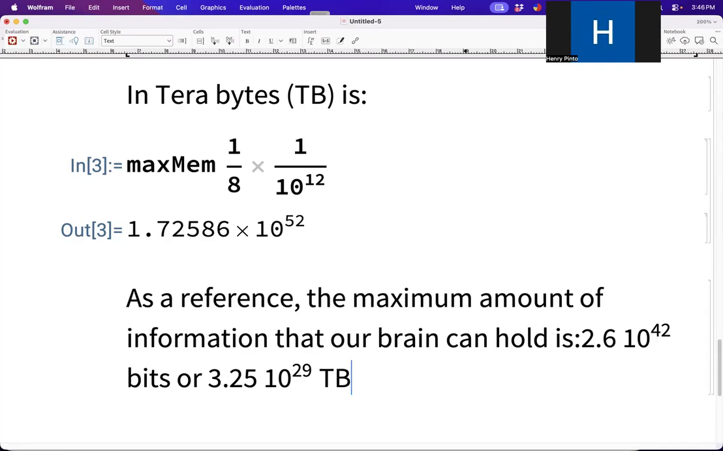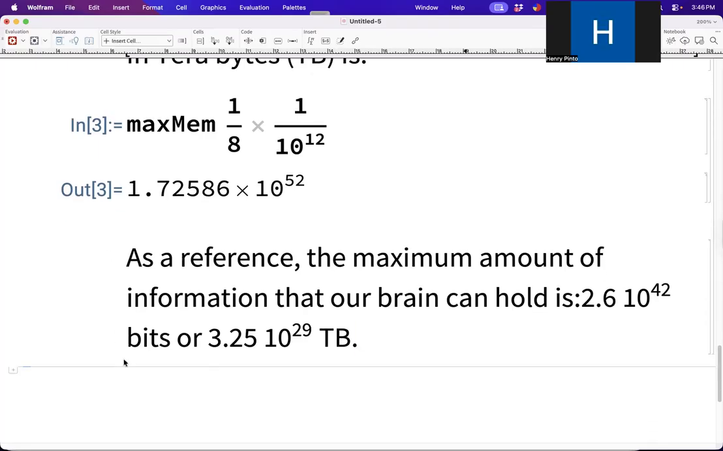So the brain has 10 to the 29 terabytes. If you want to compare, if this computer has 1 terabyte of hard drive, I have to use 10 to the 29 terabytes to compare with the memory of the brain. Okay, so just to give you some comparison. Now let's check the computer power.